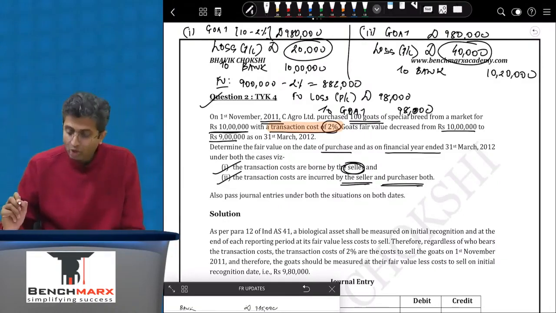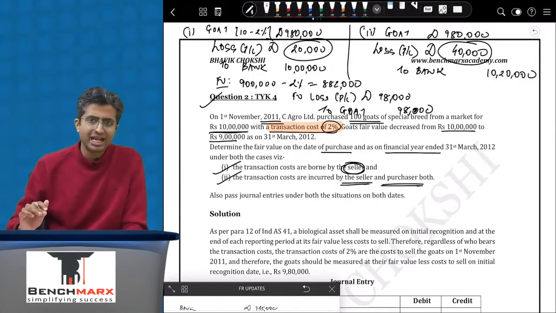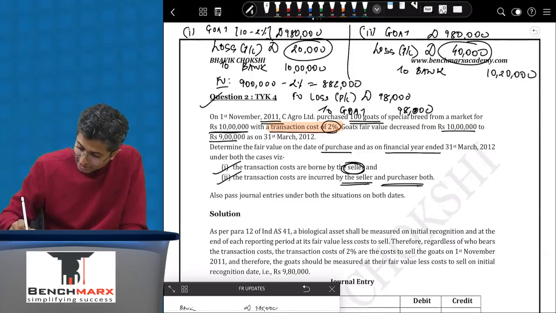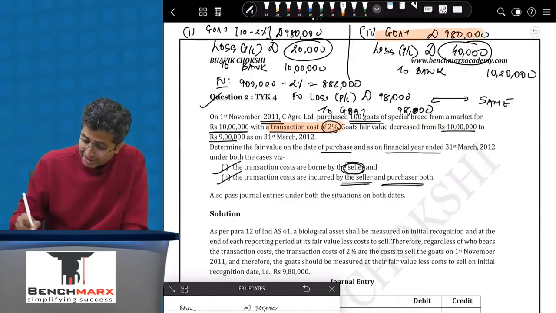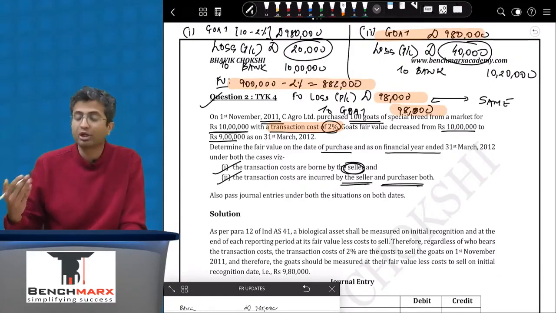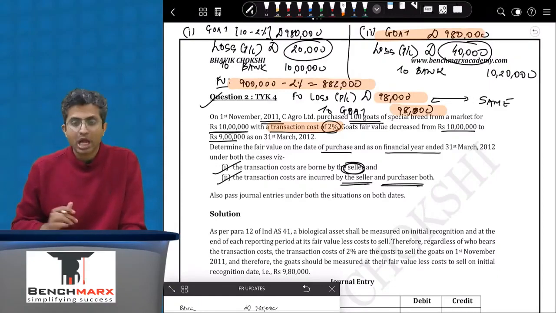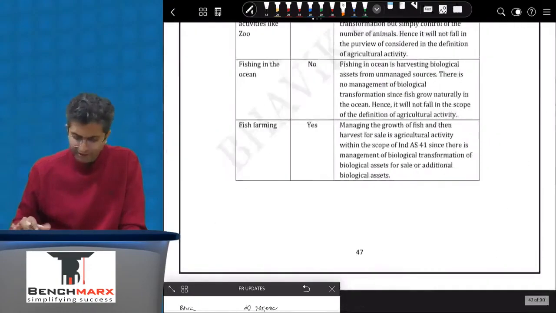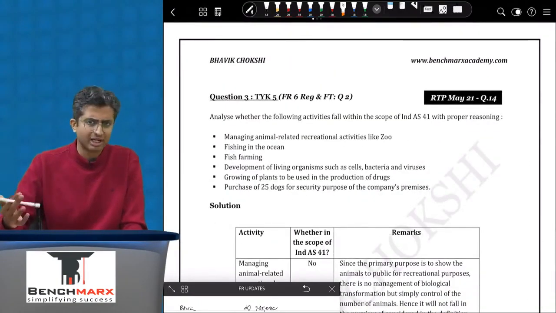And hence, as on the balance sheet date, the goat will still be measured at 8 lakh 82,000, and your entry will still be the same. The goat in your ledger was earlier 9 lakh 80. It has to be taken at 8 lakh 82,000, and hence you'll have to reduce the value of the goat by 98,000 going to the profit and loss account. So that takes care of question number 2. If you have understood question number 1, question number 2 should be understandable working.